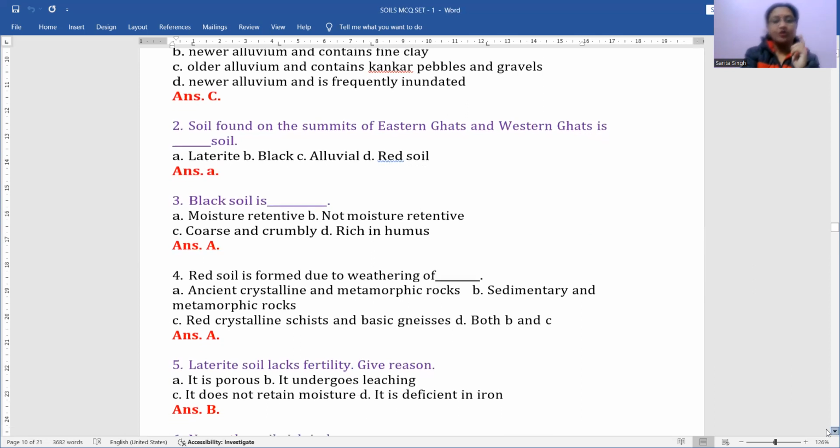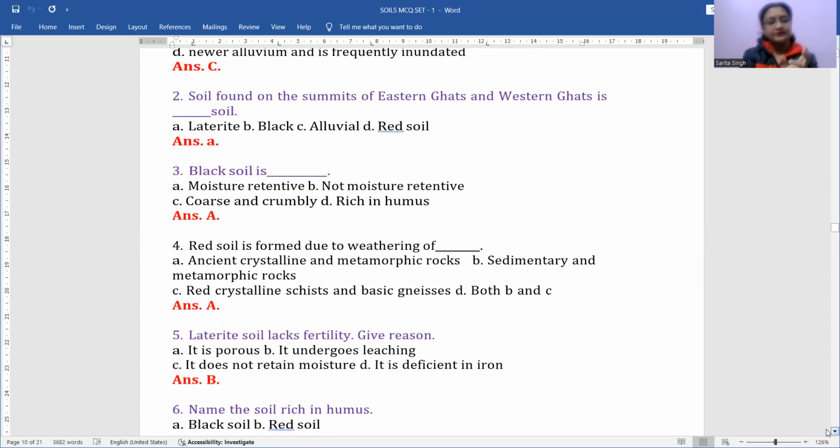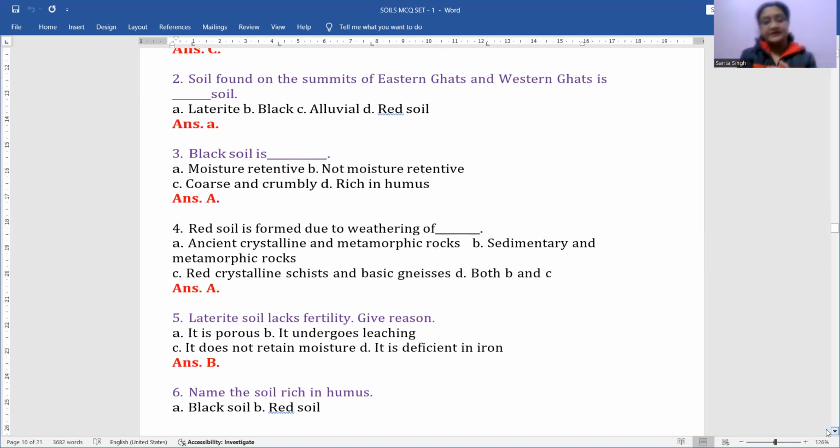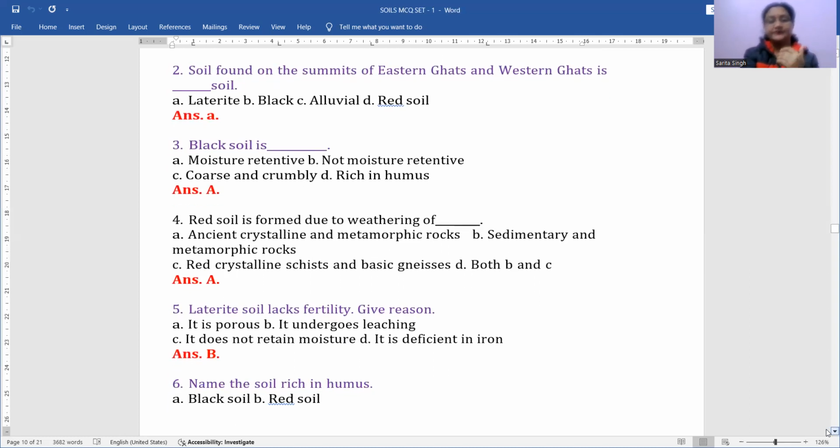अब देखो इसमें ऑप्शंस दिए हुए, weathering of ancient crystalline metamorphic rocks, sedimentary and metamorphic rocks, red crystalline schists and basic gneisses, and both B and C. इसमें the best option will be A, that is ancient. ये जनरली हमने पहले भी डिस्कस किया हुआ है कि रेड सॉइल जो है कैसे बनता है. इट इज फॉर्म्ड बाय द डिसइंटीग्रेशन या वेदरिंग ऑफ ओल्ड क्रिस्टलाइन मेटामॉर्फिक रॉक्स. तो ओल्ड क्रिस्टलाइन या एंशियंट क्रिस्टलाइन मेटामॉर्फिक रॉक्स, दैट इज करेक्ट. ओके, तो ए ऑप्शन इसमें सही होगा.